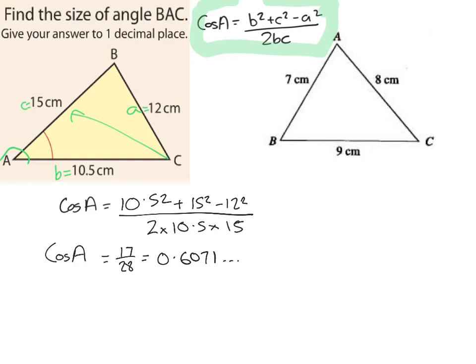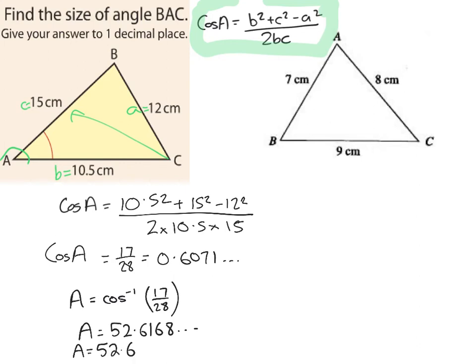So if I want to find out what A is, I'll have to use inverse of cos. So A is equal to arc cos. Let's use the fraction, so 17 over 28. Remember, I could have equally put the decimal here, it doesn't really matter. And that will give me the same answer as I had before, 52.6168, on and on and on. So to one decimal place, it would be 52.6, exactly the same as what we did before.